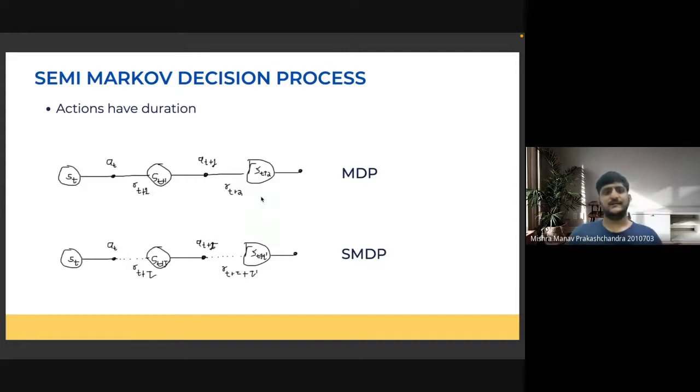Okay. The semi-Markov decision process makes a simple relaxation, or some sort of an assumption, that the actions are not immediate, but they have some duration. If you have taken that particular action, the action takes a certain time tau to get executed and to reach the next state s_t+tau, and this goes on ahead. This tau can be thought of as the time taken for each decision to be executed.